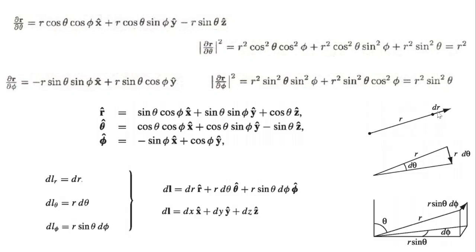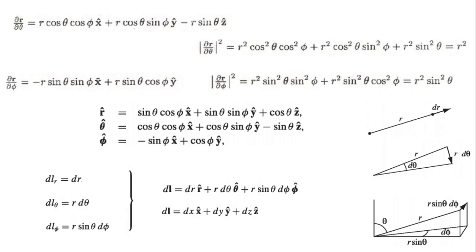Let's first calculate dl_r. So this is the r vector. A small change along the direction of r is nothing but dr. So dl_r is dr. Similarly, suppose you have a small displacement along the direction of θ. So this you can call dθ. What is the line element corresponding to dθ? So the line element is nothing but this arc length, right? So if this is r, the angle is dθ, the arc length is nothing but r dθ. So r dθ is the displacement along the θ direction.